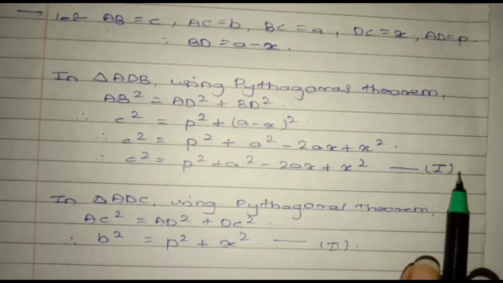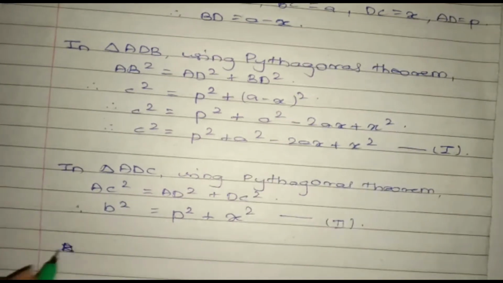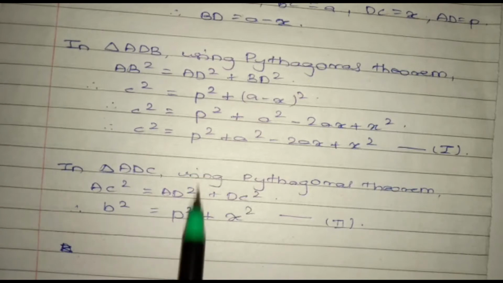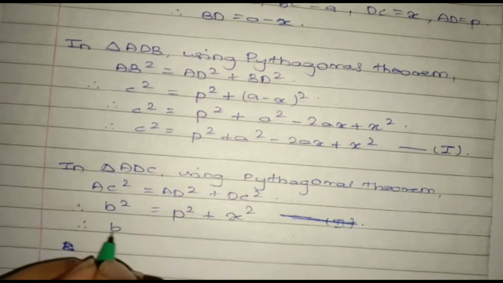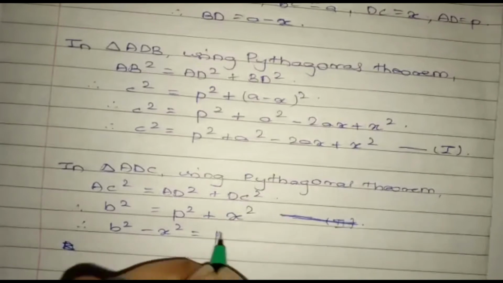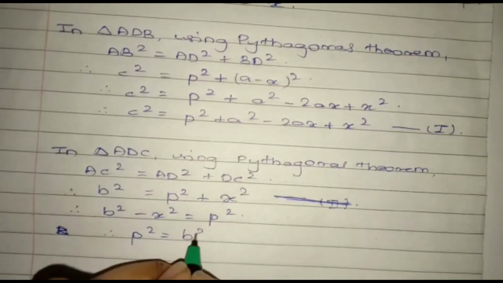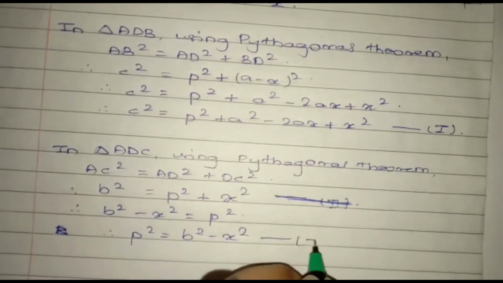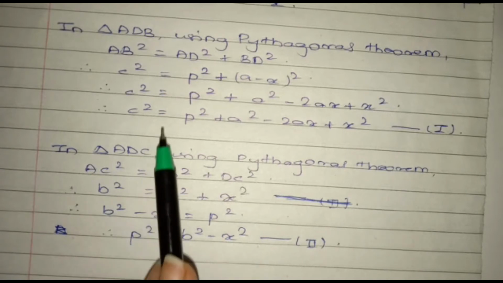Now we are going to add equation 1 and 2 to get relation. Or else we can also substitute value of P from this equation. We will write B square, we will take this X on this side, B square minus X square is equal to P square. Therefore P square is equal to B square minus X square. This we will consider as equation 2, and we will substitute value of P square in equation 1.